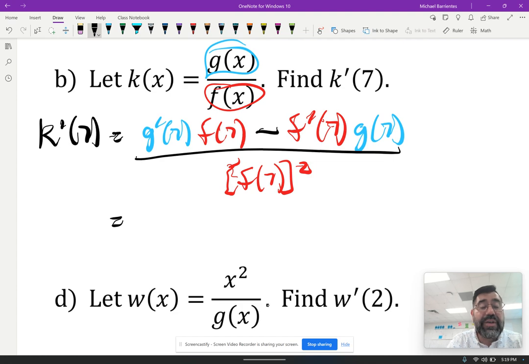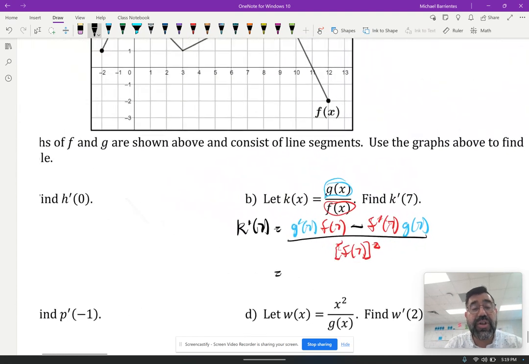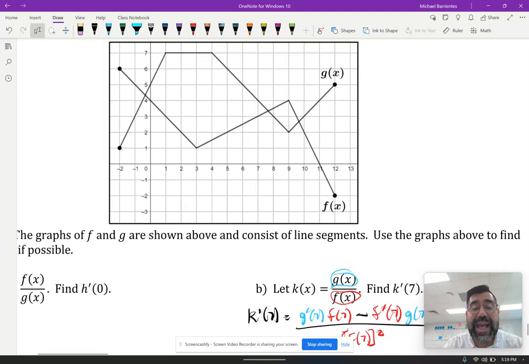So we're going to start with g prime of 7. So we're looking for the slope of the graph of g at 7. So at 7 on the g graph, that would be this one. What is the slope of this line? Well, if I start at this endpoint and go to this endpoint of this line segment, I think it's down 1 over 1, down 1 over 1, down 1 over 1. So my slope is -1.